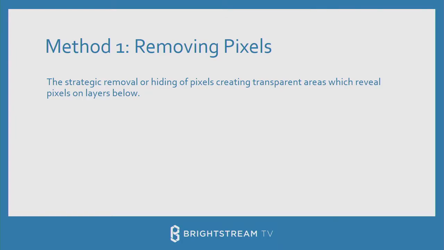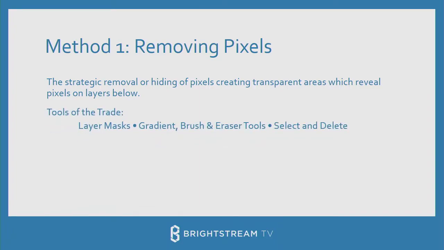But basically what we're trying to do here is we are stitching a couple of images together, and certain areas of the photograph are going to be removed or hidden from view. Now, how are we going to go about this? Well, of course, we're using Photoshop, but what are the tools in Photoshop that we're going to use? Well, we're going to rely on layer masks, the gradient tool, brush and eraser tools, and then also possibly a select and delete option.